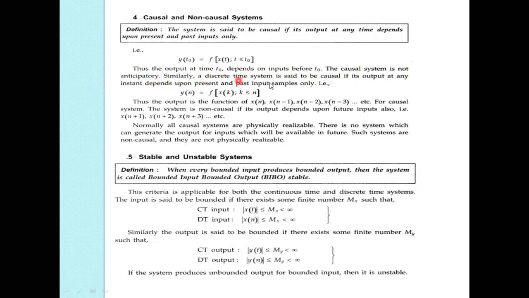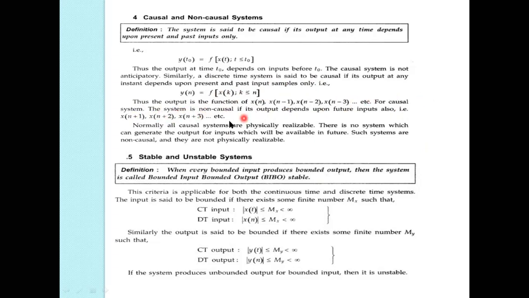Similarly, a discrete time system is said to be causal if its output at any instant depends upon the present and the past inputs only. See, y of n is equal to a function of x of k, where the k value is equal to n and less than n. Equal means x of n and less than means x of n minus k. Thus, the output function is x of n minus 1, n minus 2, n minus 3, and so on, for a causal system.